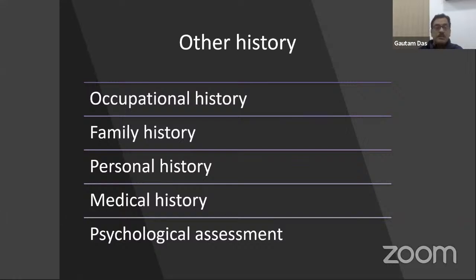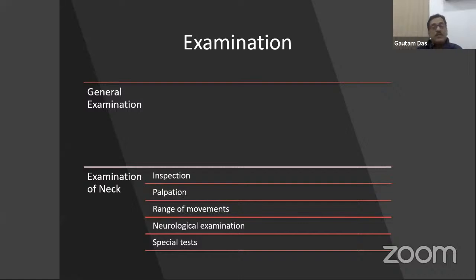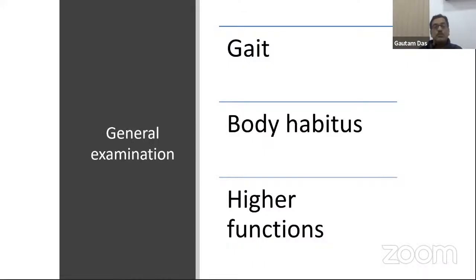Other history: family history, occupational history, personal history, medical history, and psychological history. Psychological history is again very important. Many times we are missing it. In the examinations, after quickly going into the general examinations, anemia, cyanosis, all those things, then comes your inspection, palpation, range of movement, neurological examinations, and special tests. So we'll be starting with the general examinations.